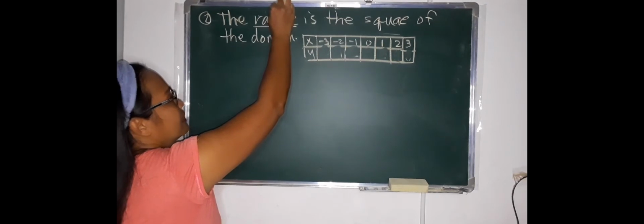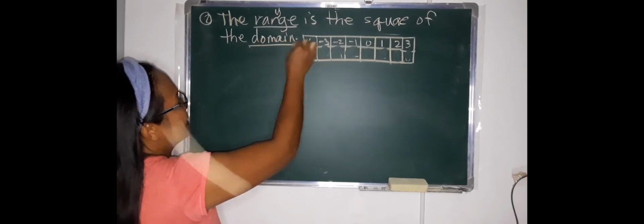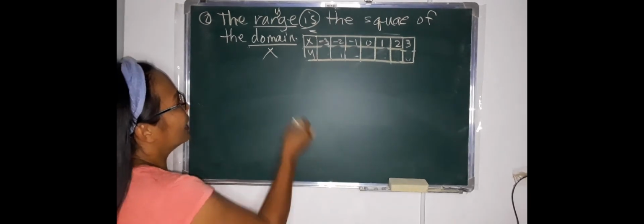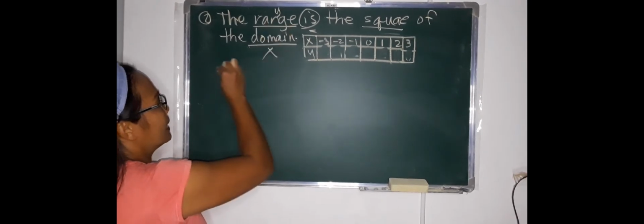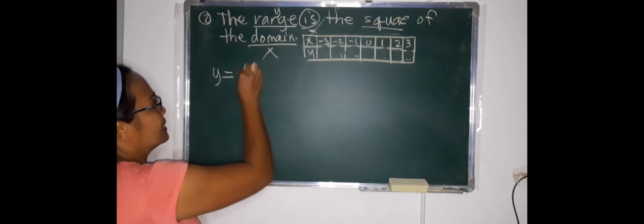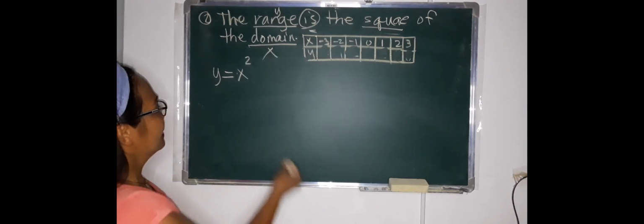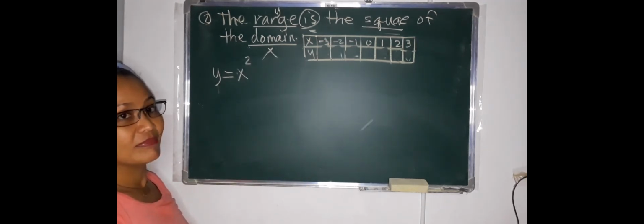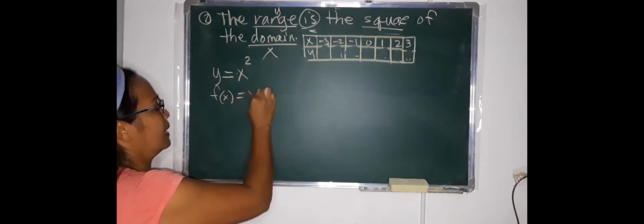So, the range is, what is range again? Y. And then, domain is x. Is equal sign. Okay, square means to the power of 2. So, equate natin y is equal to the square of the domain. Ang domain natin is x. And then, power of 2. Power of 2 is square. So, nasa slope form na siya. Then, sulat natin siya in a function notation. F of x is equal to x squared.